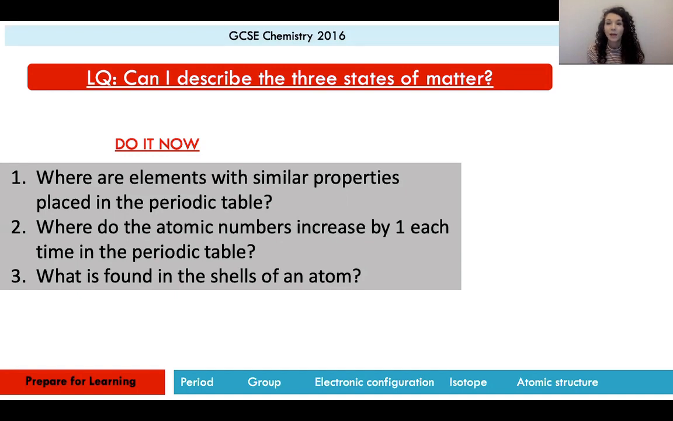And the do it now, it's a short do it now. It's just 3 questions about the learning that we did about the periodic table a couple of weeks ago. So number 1, where are elements with similar properties placed in the periodic table? Number 2, where do the atomic numbers increase by 1 each time in the periodic table? And number 3, what is found in the shells of an atom? So if you can pause the video and try and answer those questions.